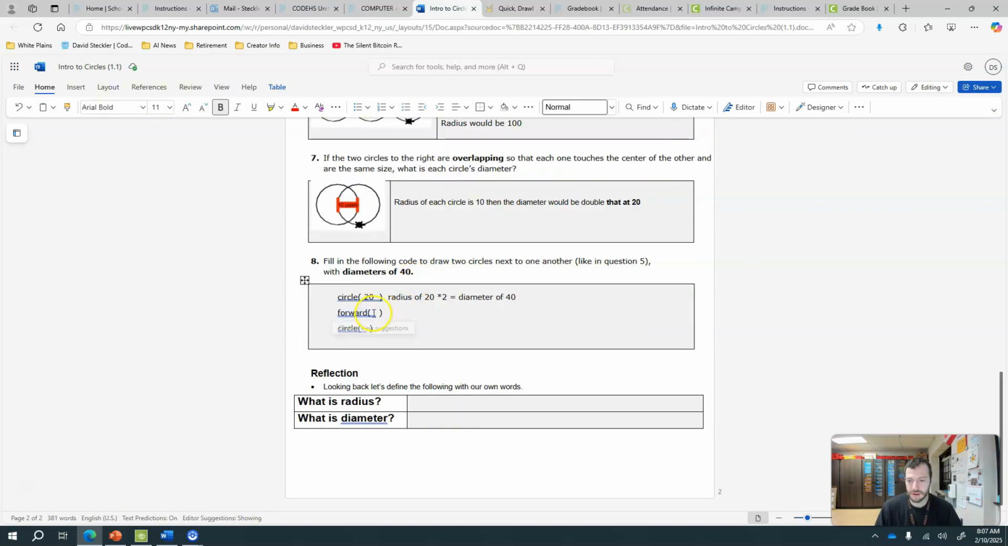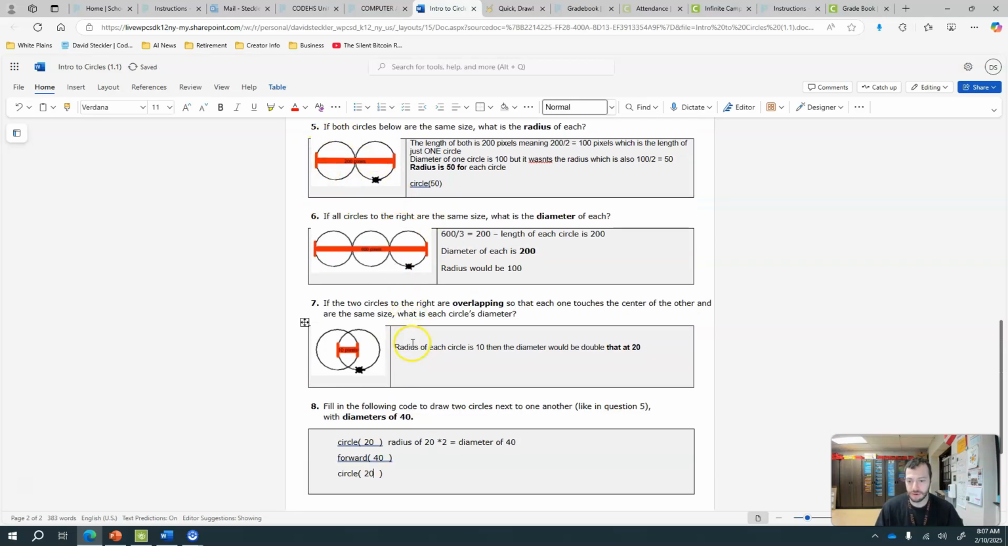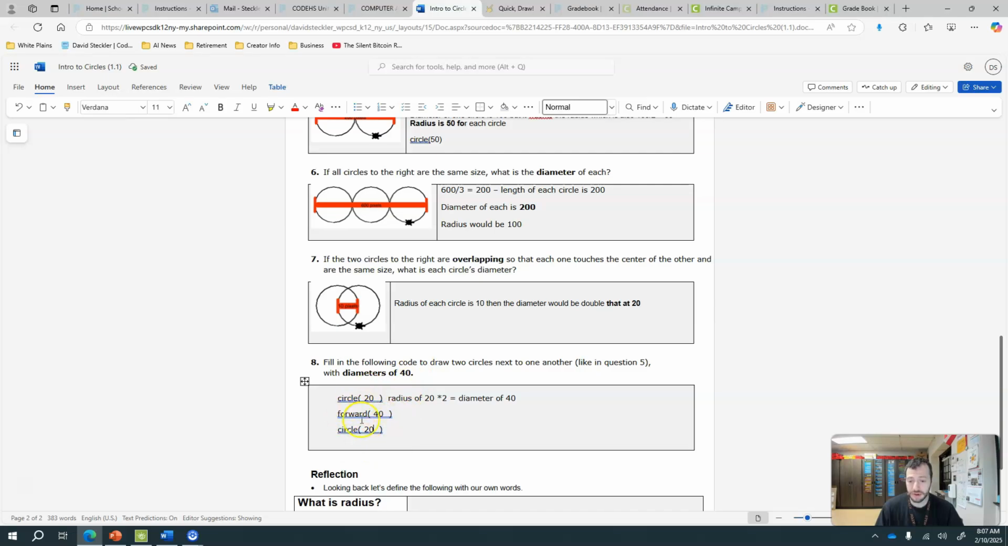So, what does that mean? That means that I need to go double the distance of my radius. So if I have circle 20, I must go forward 40. If I then make another circle size 20, then we would have two circles that are not overlapping whatsoever. And you can always open a sandbox and plug the code in because it's hard to visualize that without actually seeing it.